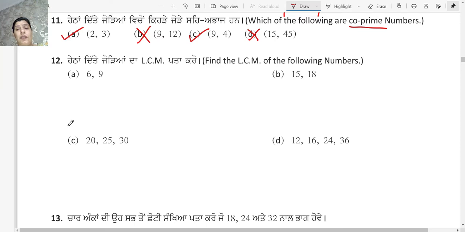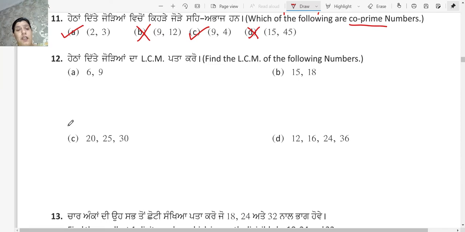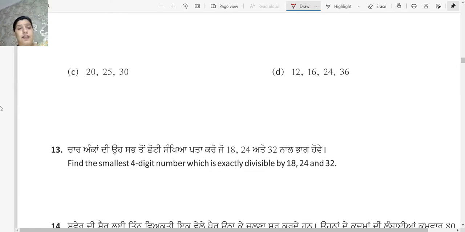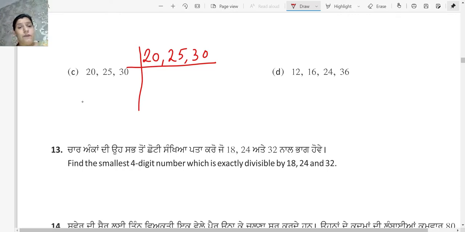Then moving on to the 12th question, you have to find the LCM. Again, it has 4 parts. I'll do 2 parts for you and the next 2 parts are the assignment for you. C part. You have to find the LCM of 20, 25 and 30. So you will write all these numbers in a line. This method of prime factorization of finding the LCM. All three numbers have the common factor as 5. So these all are divisible by 5. 5 4s are 20, 5 5s are 25, 5 6s are 30.